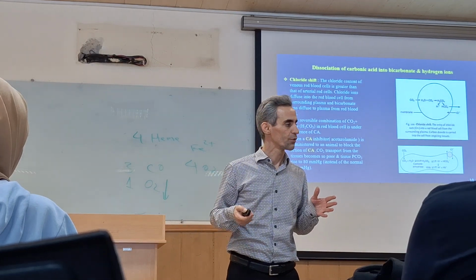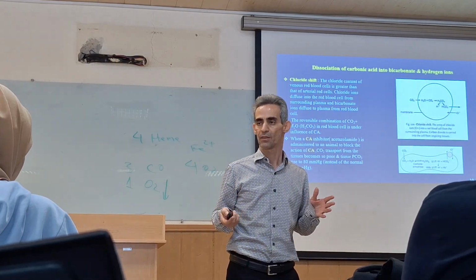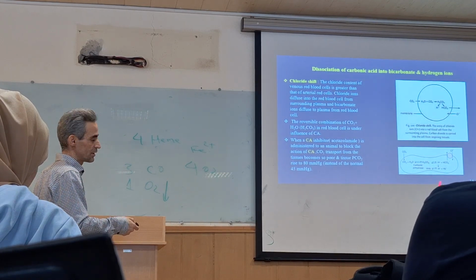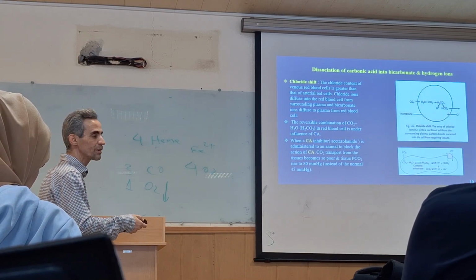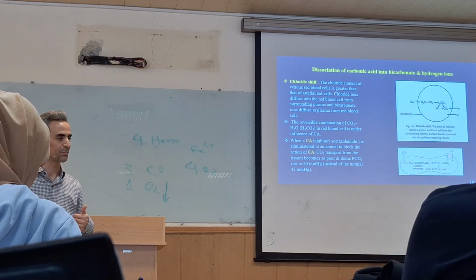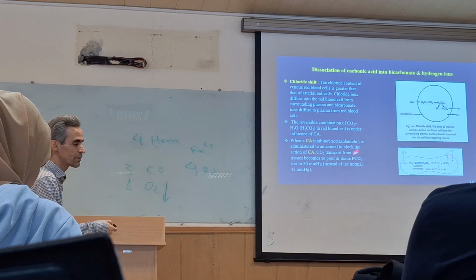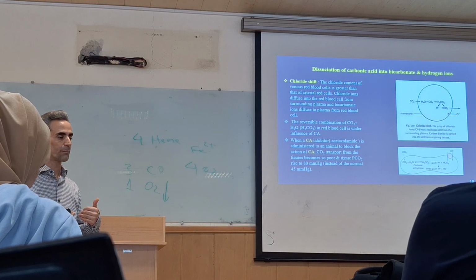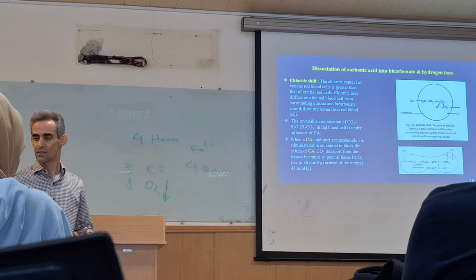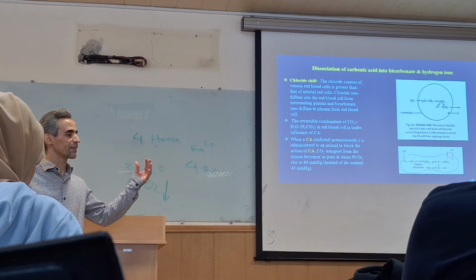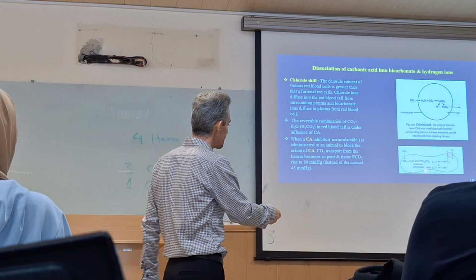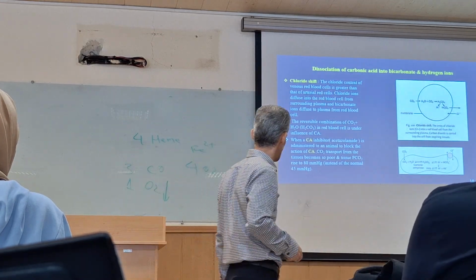This carbonic anhydrase can increase the speed of the reaction between carbon dioxide and water by 5,000 times. It means that if I remove this carbonic anhydrase, what happens? We have this reaction, but it's at very low speed. The amount of this reaction is very, very low. By the presence of carbonic anhydrase, this reaction is accelerated. This reaction is catalyzed by carbonic anhydrase.